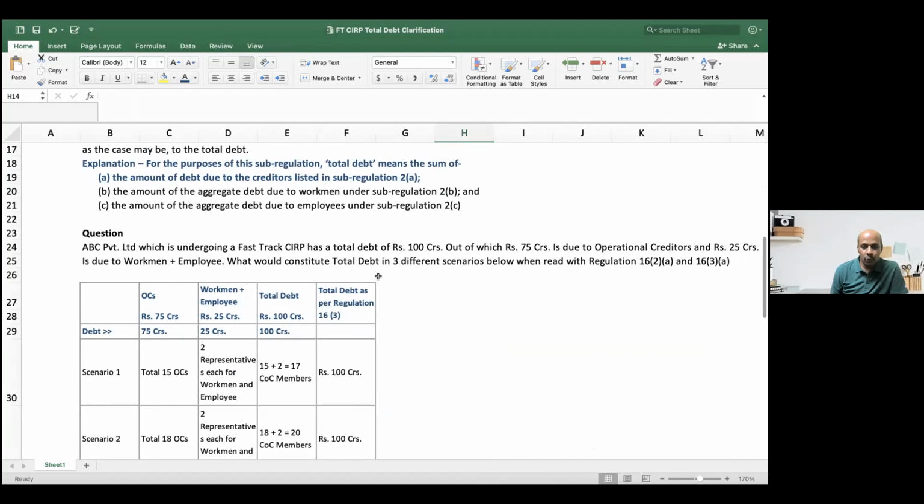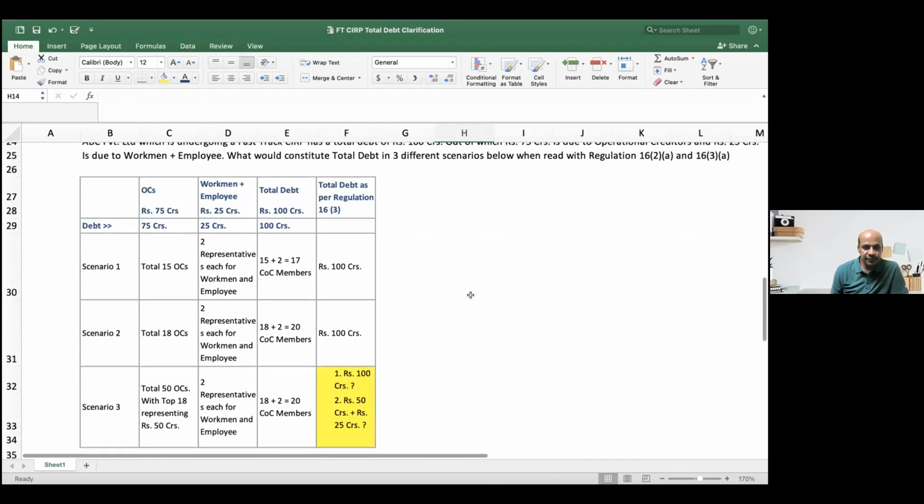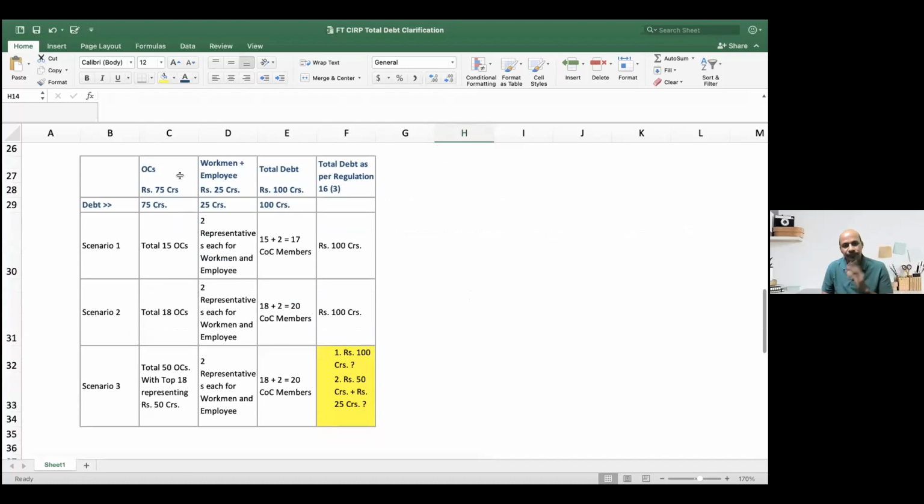What would constitute total debt in three different scenarios below when read with regulation 16.2a and 16.3a. So these are the three scenarios. First scenario, where operational creditors' debt is 75 crores, we have only 15 operational creditors and workmen plus employee. So obviously you will have only 2 representatives, which is understood, 15 plus 2. So total number of COC members would be 17 and total debt, I think it is straightforward, 100 crores, 75 plus 25.